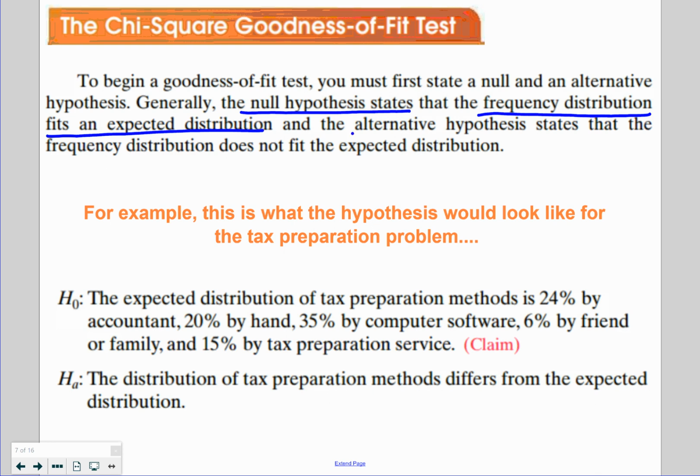The alternative hypothesis is going to say that the frequency distribution does not fit what's expected, just the opposite of that. And so you don't have to be super wordy with these. We don't get too far into them. It just says the distribution of the tax preparation methods is different than whatever is expected. Okay, so it's either the same as what they expect, that's your null, or it's different than what they expect, and that's your alternative. And either one could be the claim.